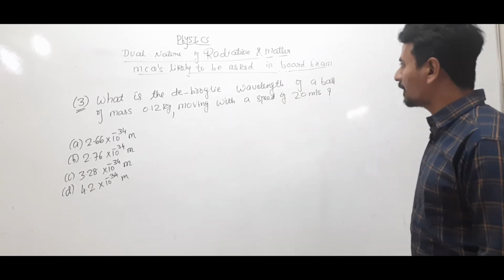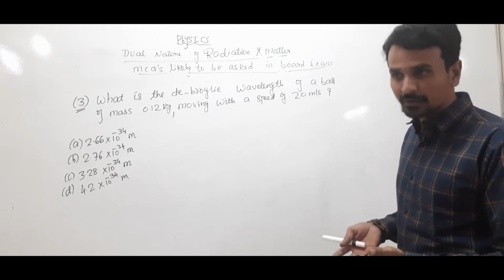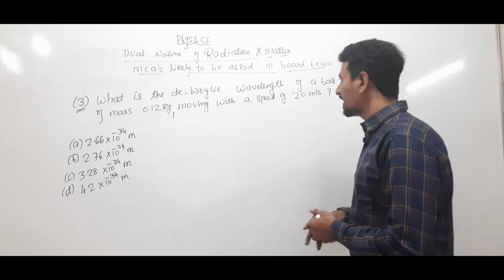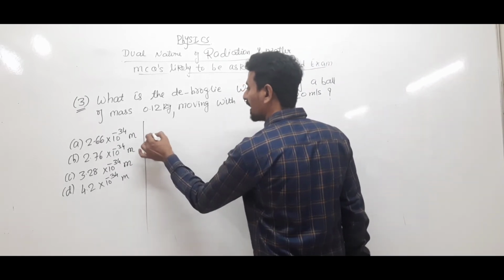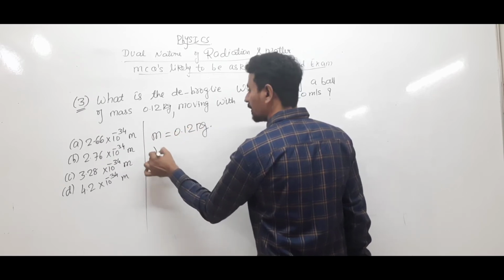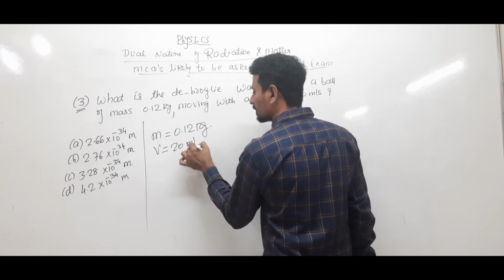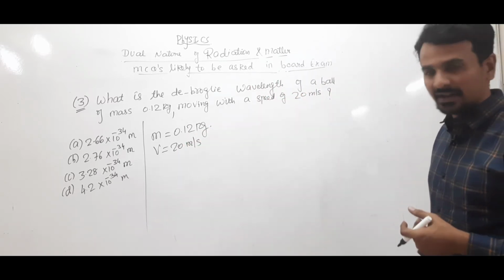The next one, the third one. What is the de Broglie wavelength? First of all, it should be pronounced as de Broglie. So what is the de Broglie wavelength of a ball of mass 0.12 kilogram moving with the speed of 20? This might be the question given in your textbook.